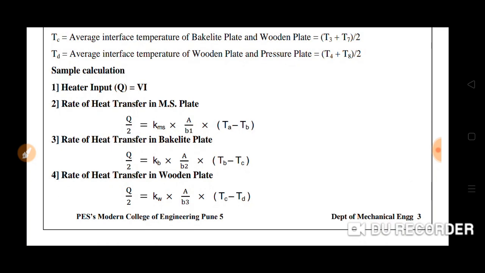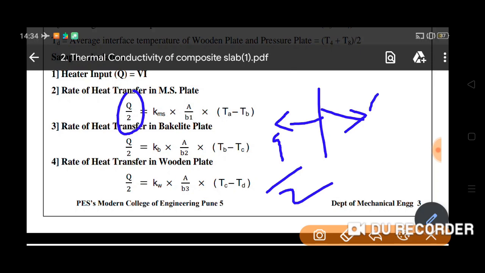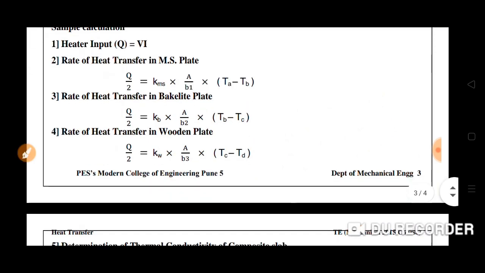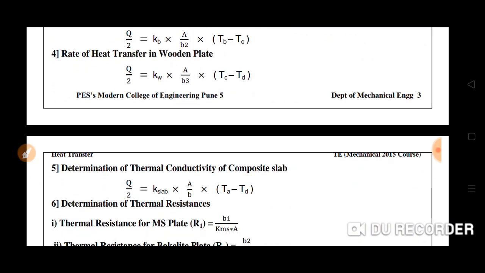Again see here, because the same amount of heat is flowing in either direction from the heater coil, we have to calculate Q by 2 here. Why? Because Q by 2 heat will flow to the left hand side and Q by 2 heat will flow to the right hand side. We have arranged mild steel, bakelite and wooden plate symmetrically. This is the way through which you calculate your conductivity for different slabs.